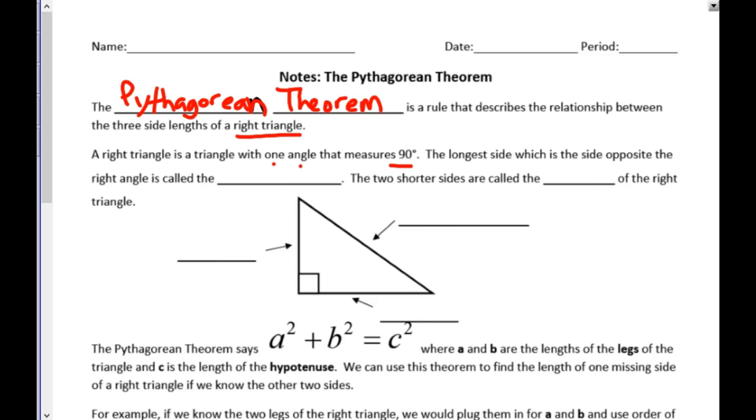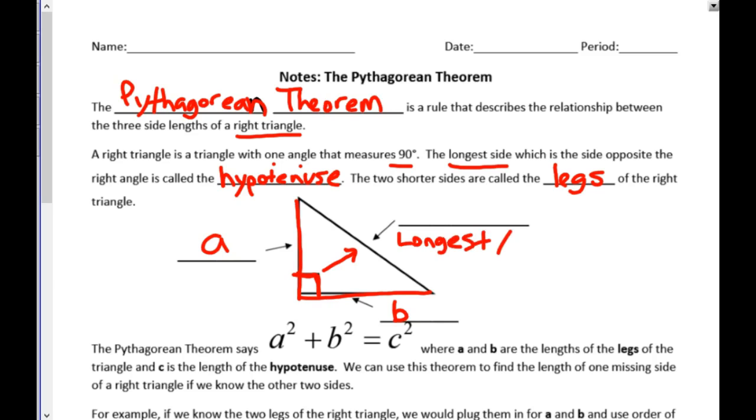The longest side, which is opposite the right angle, is called the hypotenuse. The two shorter sides are called the legs. Okay, you stand on two legs and you have one long hypotenuse. So here we go. Here's my right triangle, my right angle. So these are legs, which are A and B. Okay, across from the 90. Okay, this is the longest side, and it's across from 90 degrees. It's called the hypotenuse. It's letter C.